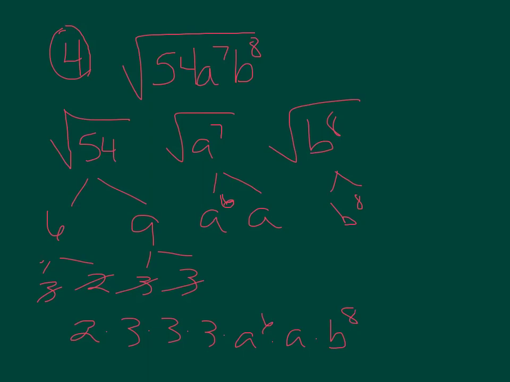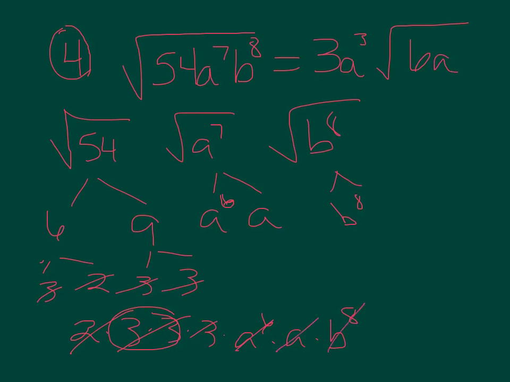I don't have a pair of 2s, but I do have a pair of 3s, so I'm going to bring one out. Now the 2 and the 3, I don't have a pair for, so I'm going to multiply those back together, and they stay inside the square root. That's a 6. Now I have a to the 6th, so if I have 6 a's, I have 3 pairs, so that's a to the 3rd. I have this one a left over, and then I have b to the 8th, which 2 will go into 4 times, and there's none left over. So there's my answer. All right, see you guys in class.